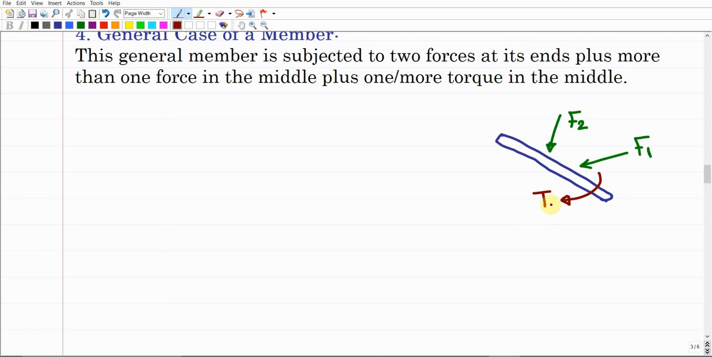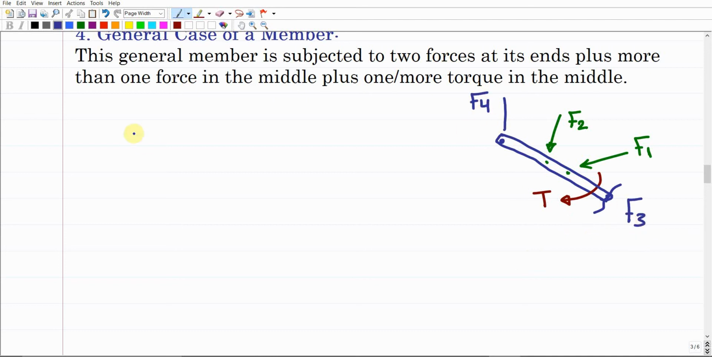So all of these forces are located inside; somehow this force is already acting at this point, and this force is acting at another point. And at these two ends, we should have two forces, but the direction of the first force is already given, and we have nothing regarding the second force. So we're going to assume that this is F3 and this is F4.